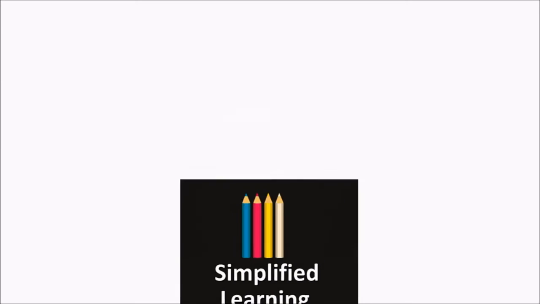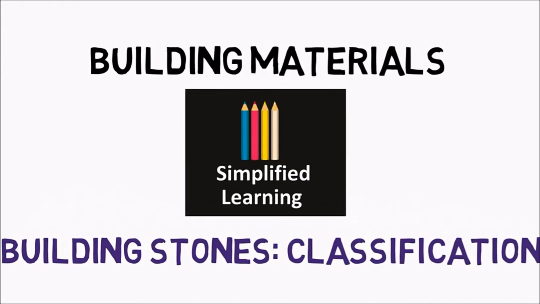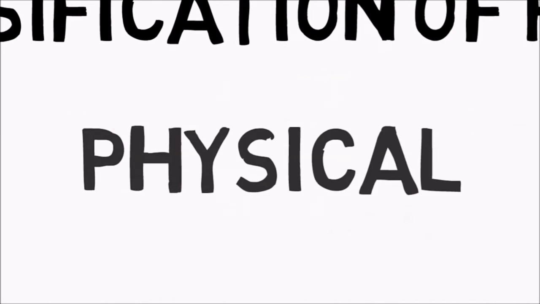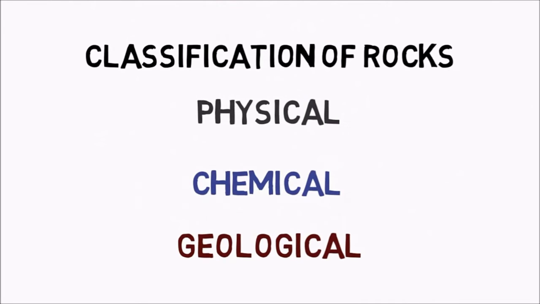In this video of building material, let's have a look at classification of building stones. Stones that are used in building construction are derived from rocks. These rocks are classified physically, chemically and geologically. Let's see each classification one by one.